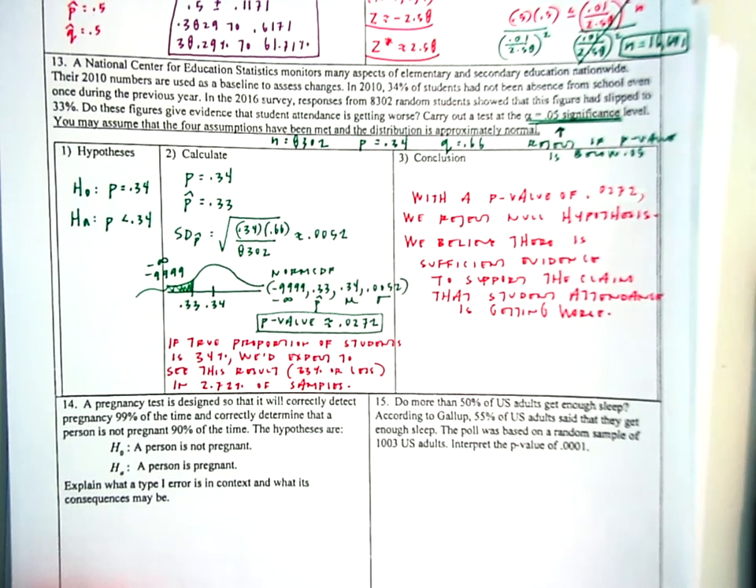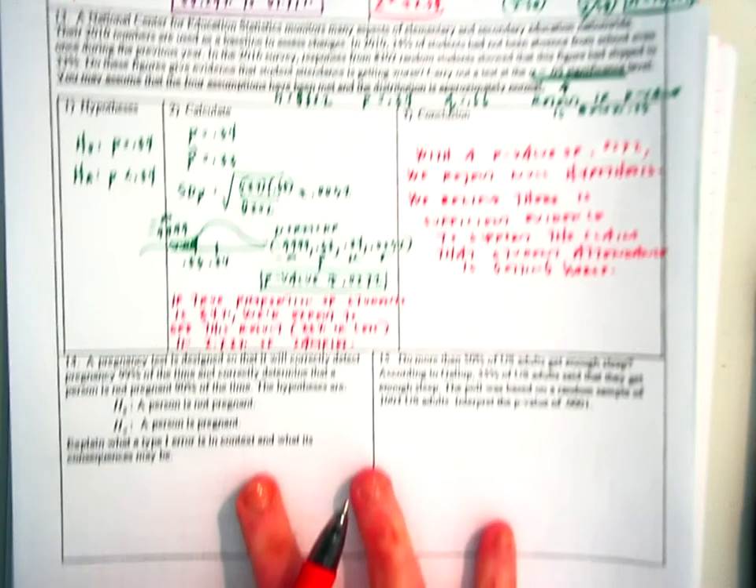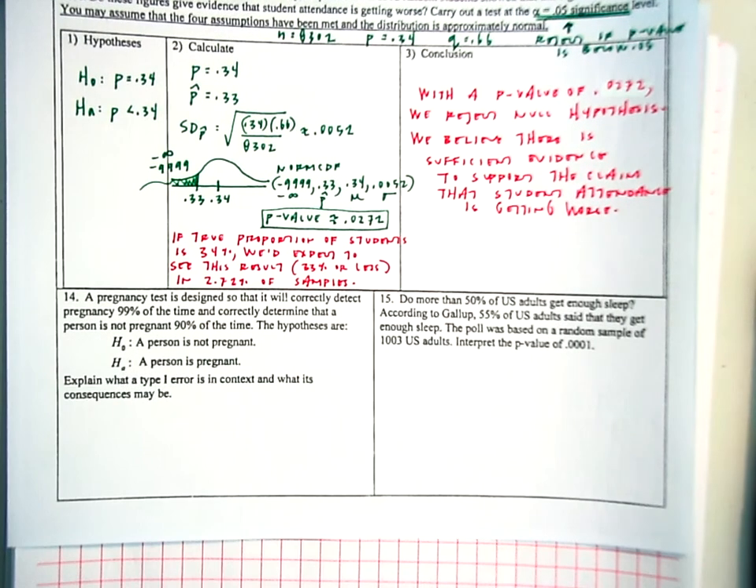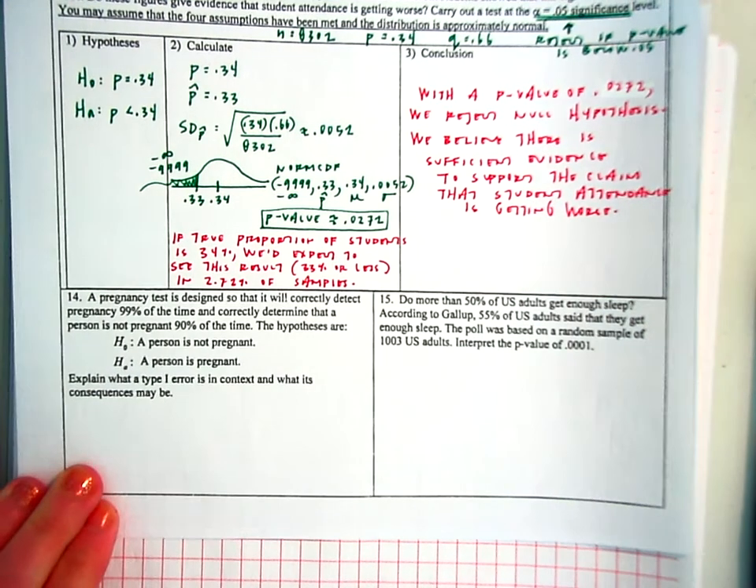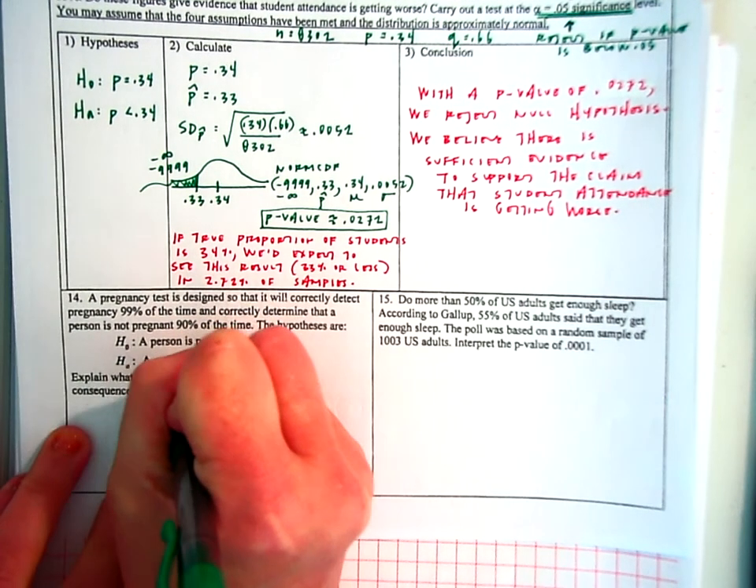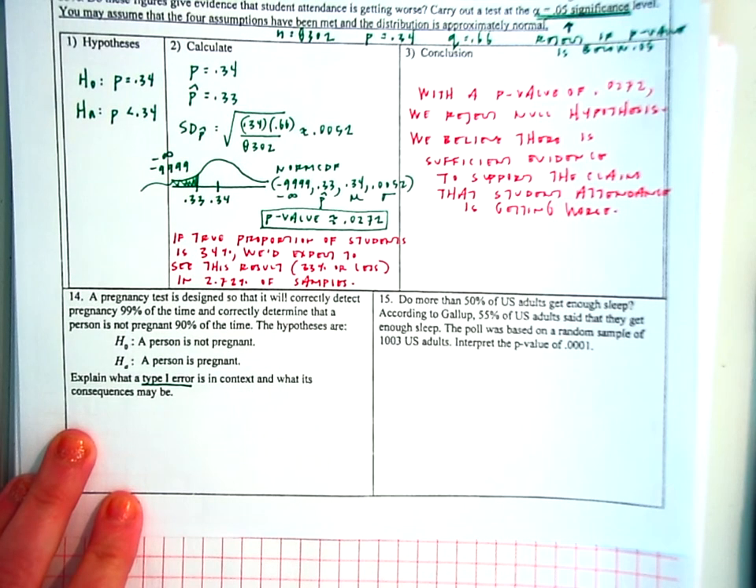Okay. All right, two more. I'm going to try to be quick. All right, so here a pregnancy test is designed so that it will correctly detect pregnancy 99% of the time and correctly determine that a person is not pregnant 90% of the time. The hypotheses are: Null, a person is not pregnant. Alternative, a person is pregnant. Explain what a type 1 error would be in this context and what the consequences may be.